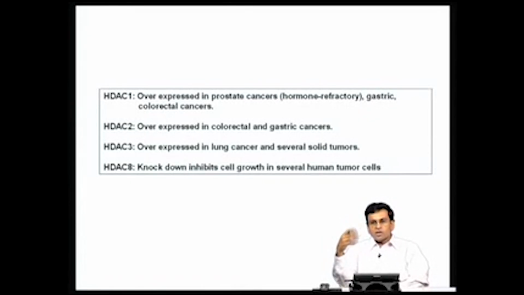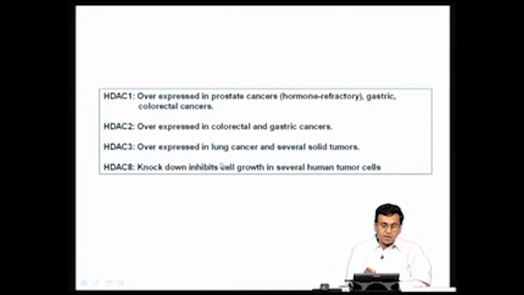When people started identifying these HDACs, they asked the question, where are these HDACs expressed? When they looked at the expression of these various HDACs in normal cells versus tumor cells, they found many of these HDACs are overexpressed in a number of cancer tissues. For example, HDAC1 is overexpressed in prostate cancers, gastric and colorectal cancers. Although this is only a correlation, it tells me that in many of these cancers there is a very high HDAC activity. Similarly, HDAC2 is overexpressed in a number of colorectal and gastric cancers.